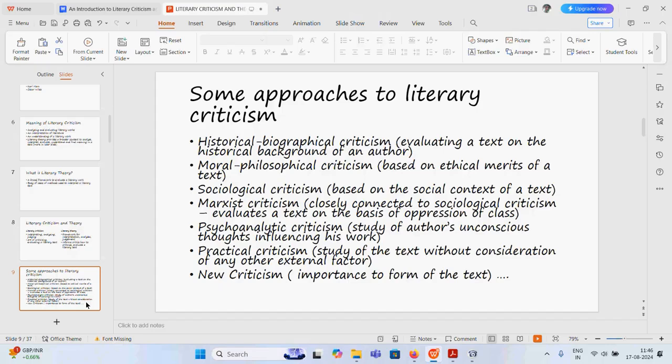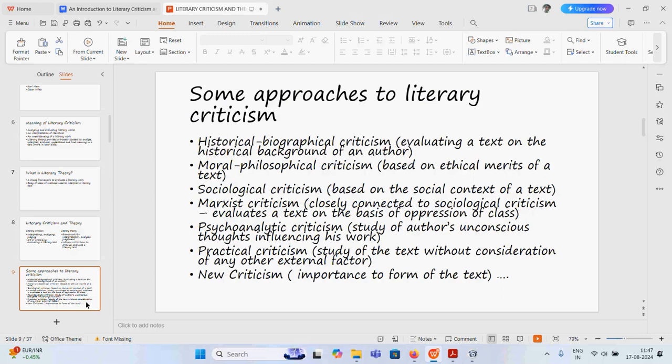Then we have the moral philosophical criticism, which is based on the ethical merits of a text. Does the text, the literary work, have some moral content to share with the readers? What are its ethical merits? Is it a religious text? Does it talk about something moral? Does it have a philosophical content?